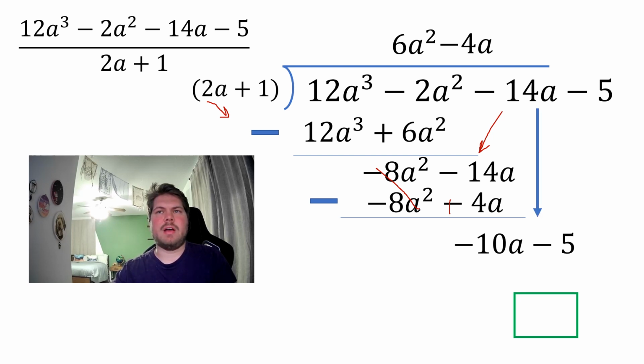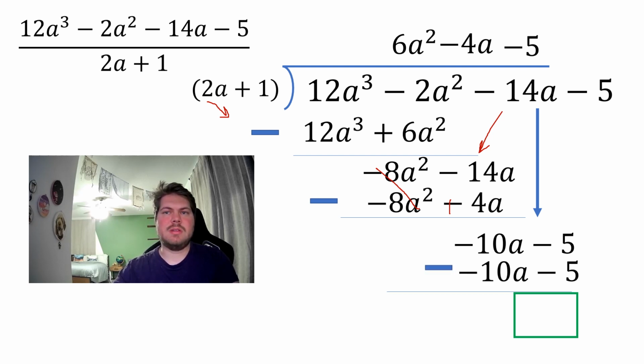And then we bring the 5 down, and then we have, how many times does 2a go into -10a? Well, we have 1a for both, which is great. And then how many times does 2 go into -10? I'd say -5 amount of times. -5 times 2a is -10a, and -5 times 1 is -5. We then subtract those, and these cancel out, these cancel out. We get a nice remainder of 0.